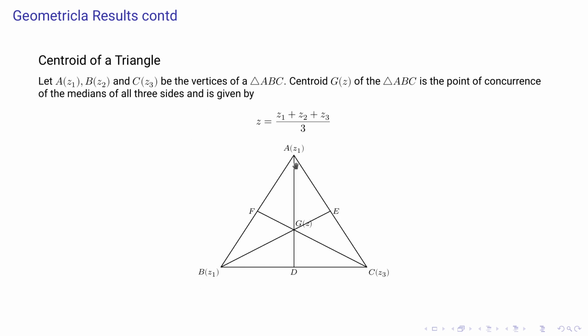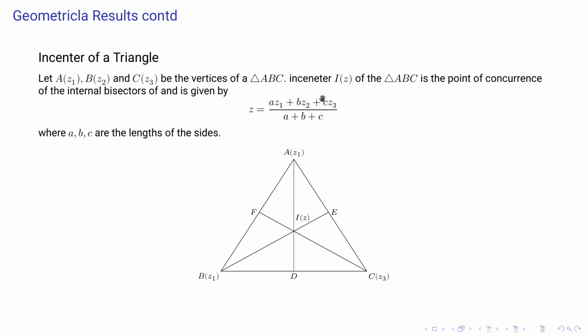Suppose there is a triangle ABC, with vertices Z1, Z2, Z3. Then the centroid is given by the point of intersection of medians, which is given by Z is equal to Z1 plus Z2 plus Z3 by 3. Again, you will have to study a bit of geometry for this, which I hope you have studied in class 10. So from that geometry, you can deduce this equation.